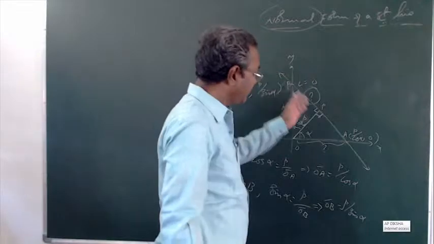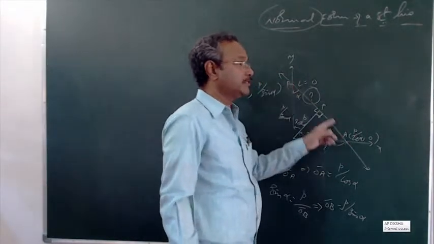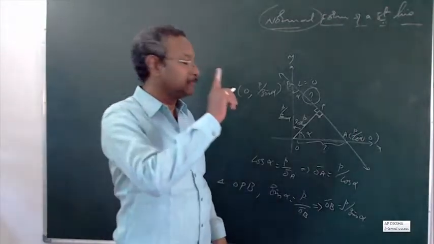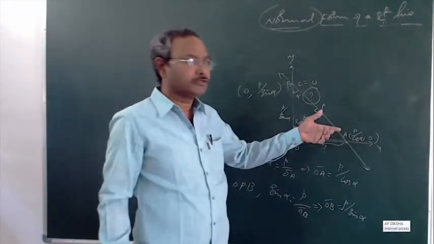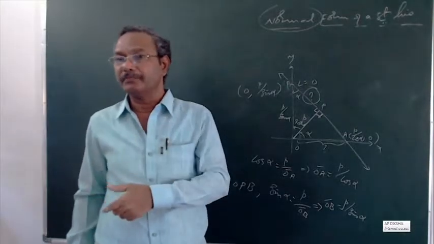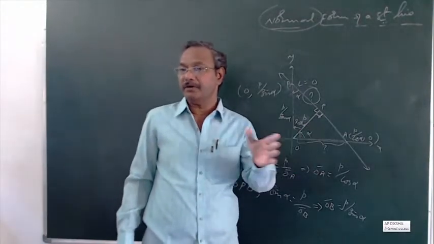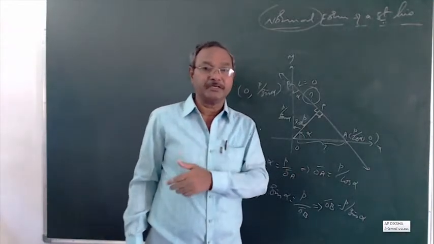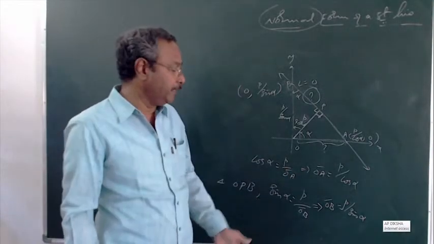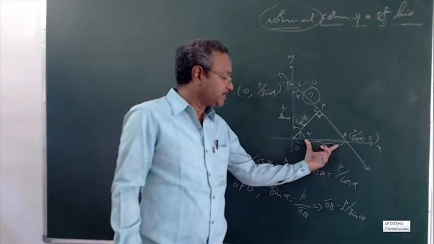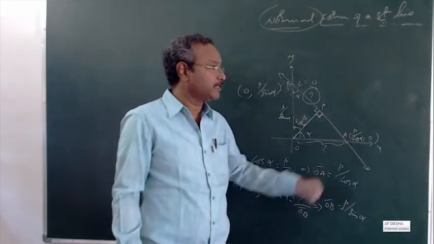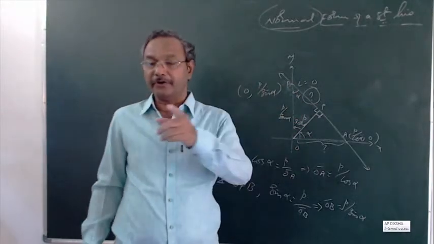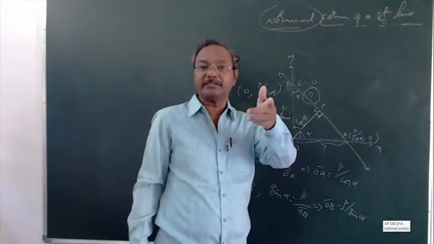Now you are going to find the equation of this straight line passing through the 2 points A and B. So you can go for the 2-point form, that is y minus y1 is equal to (y2 minus y1) by (x2 minus x1) into (x minus x1). Or alternatively, you know the x-intercept of the straight line which is p by cos alpha. You know the y-intercept of the straight line which is p by sin alpha. And you can go for the equation of the straight line in the intercept form.